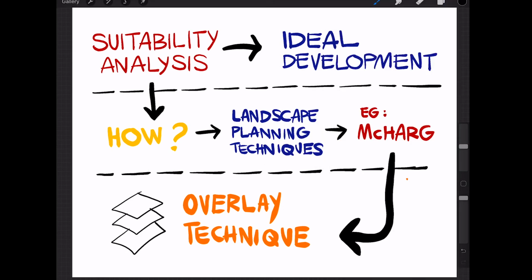I'm going to share with you about suitability analysis in particular, because you have learned about McHarg, and next semester, inshallah, you will embark on landscape resource planning, which will need you to know more about suitability analysis. Basically, what is suitability analysis? Suitability analysis is to gauge the ideal development of one particular site.